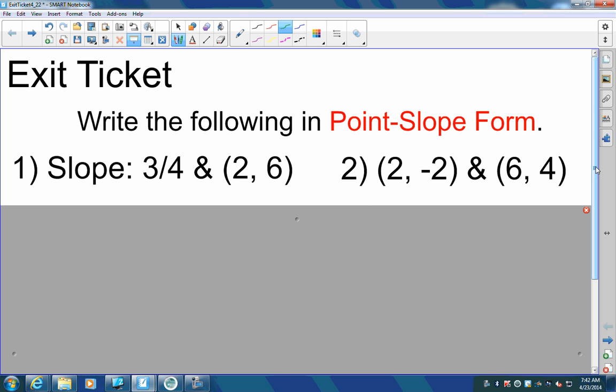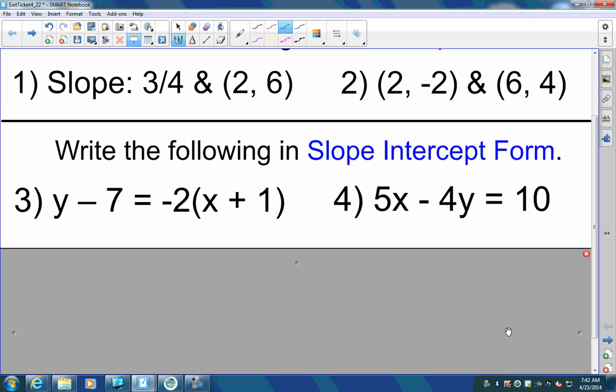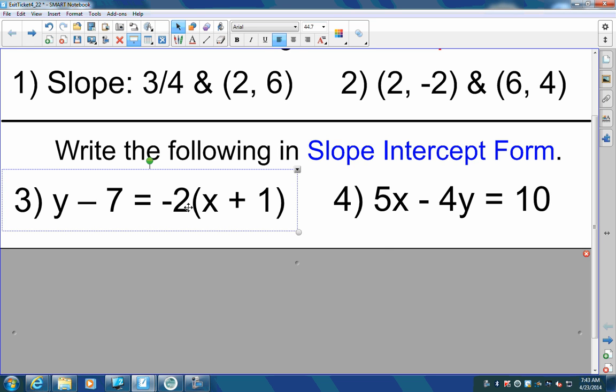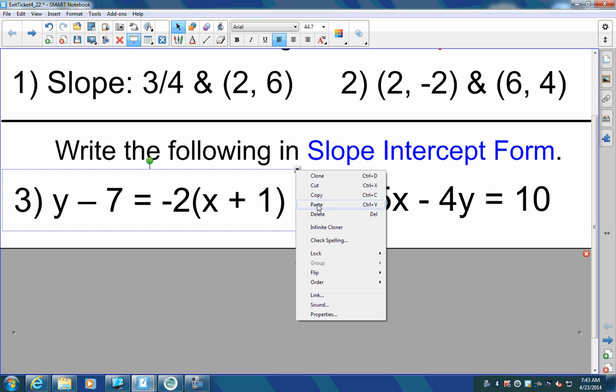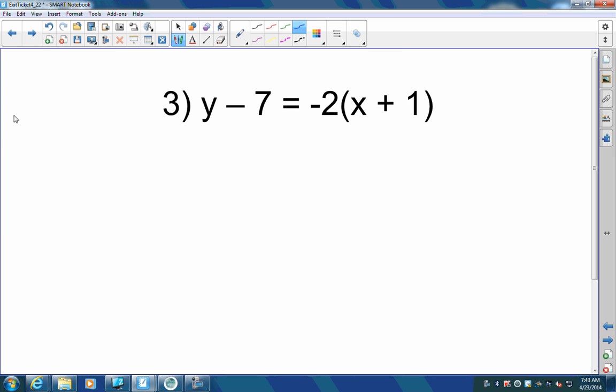The next set of problems, it asks you to write them into slope-intercept form. Let's see if I can clone this. That'll be nicer. Copy. There we go. Paste. There we go. All right. Put it into slope-intercept form. That means y equals mx plus b. First thing you do, like I did on number 1, is multiply those two.